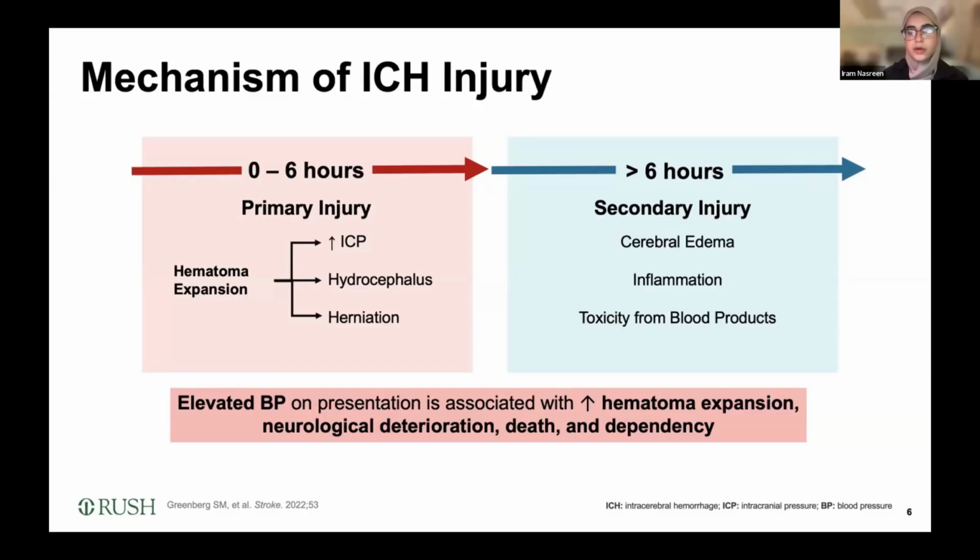it's driven by a complex biochemical and physiological process that includes mechanisms related to cerebral edema, inflammation, and toxicity from the blood products as well. So generally speaking, elevated blood pressure on presentation is associated with hematoma expansion, neurologic deterioration, death, and dependency. And since the risk of hematoma expansion is noted to be earliest during the first few hours after symptom onset, early research has tried to focus on gaining acute blood pressure control in attempts to reduce hematoma expansion and thereby try to reduce morbidity and mortality associated with it.